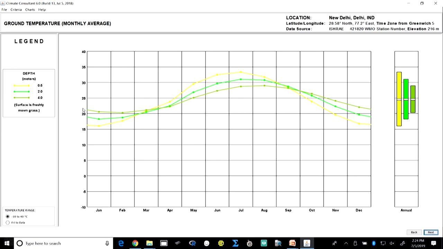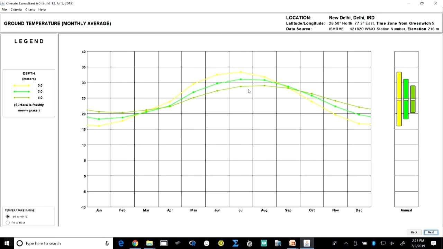It could be a very good passive design strategy, because if we overlap this graph with the dry bulb temperature graph, we would see that the dry bulb temperature varies quite a lot over the annual variation. It would go from somewhere close to 10 degrees up to 40 degrees during May, June, and then come down to 10 degrees again by December, while the ground temperature will remain more or less constant at a 4 meter depth.